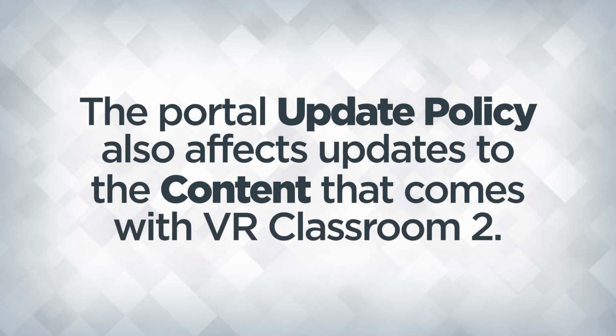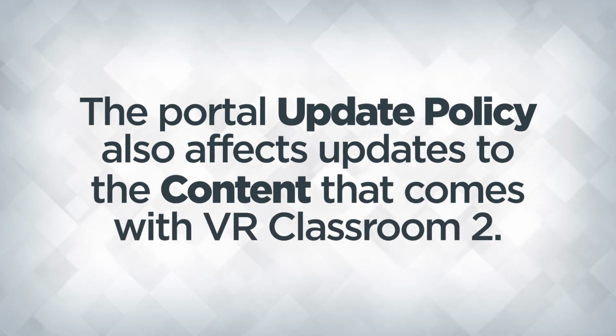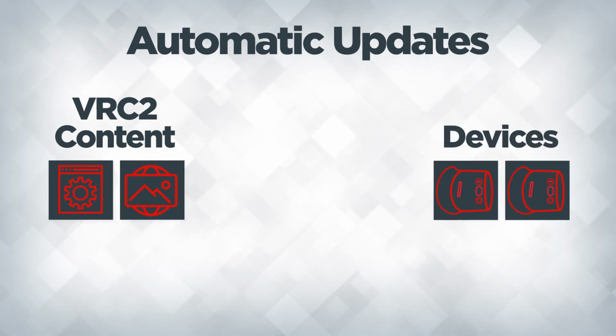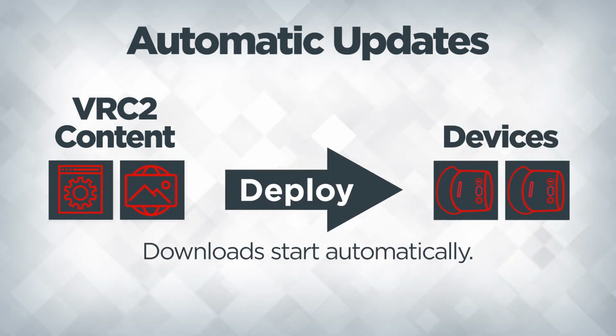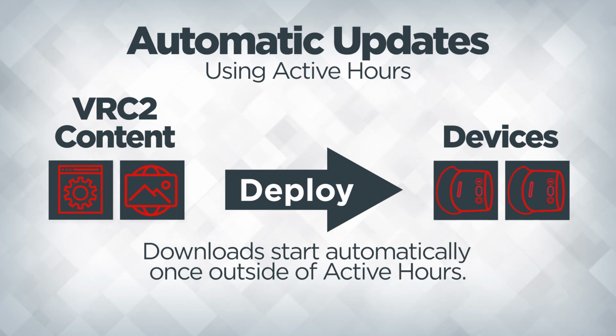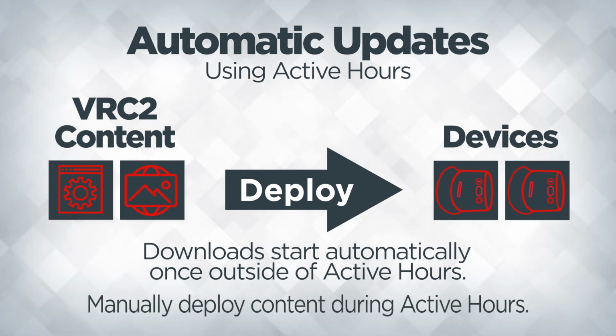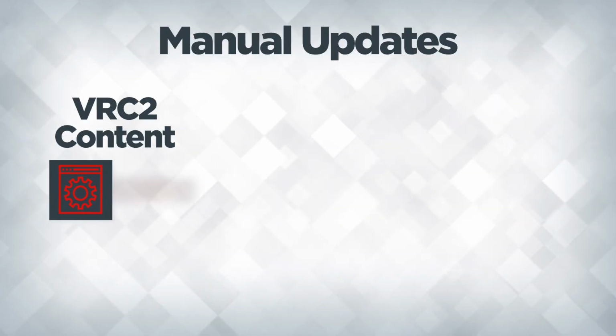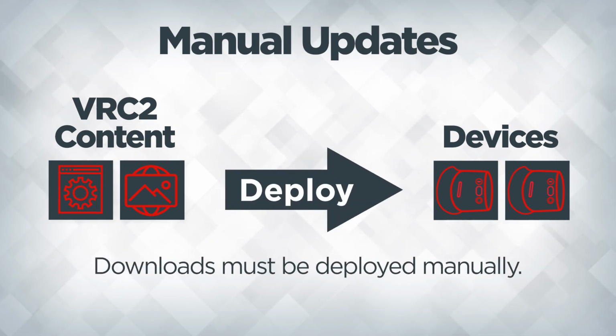The update policy also affects any updates made to the content that comes with VR Classroom 2. If your update policy is set to automatic, content updates will begin downloading on your devices automatically. If you use the active hours settings, the content will automatically deploy to devices outside of the set active hours, or it can be deployed manually during active hours. If your organization uses the manual update policy, you will be required to deploy content updates manually.